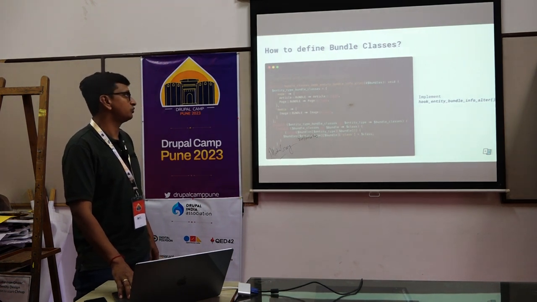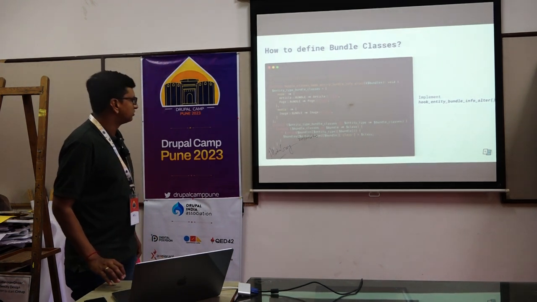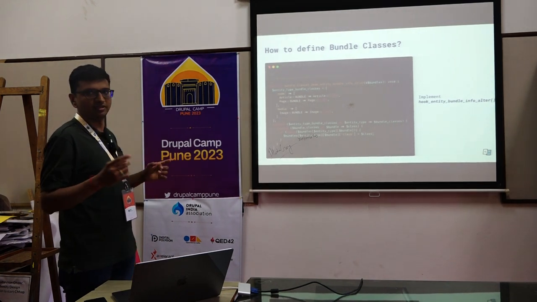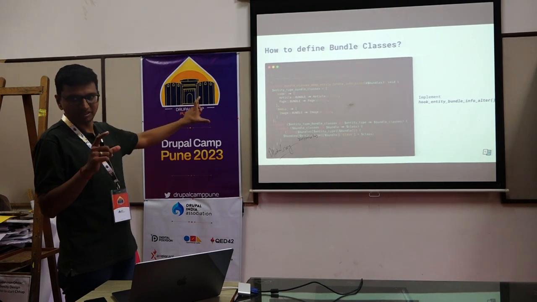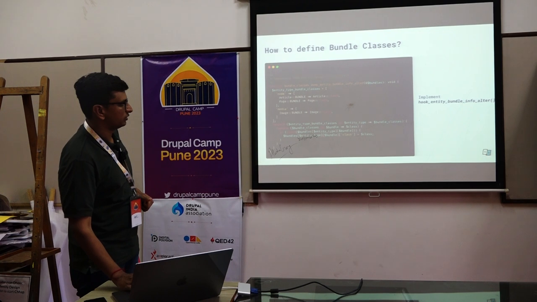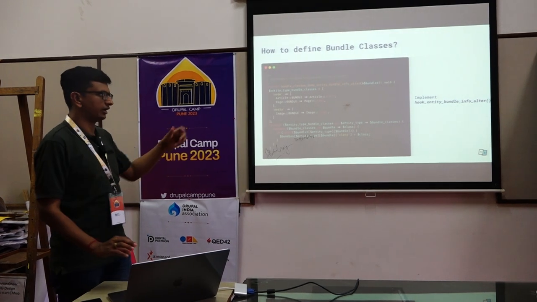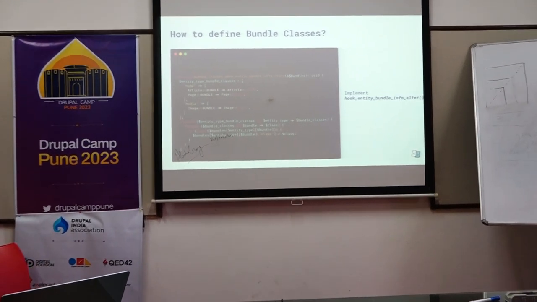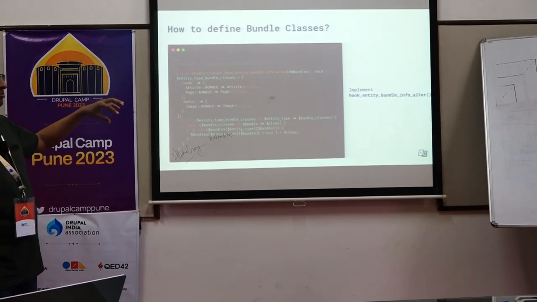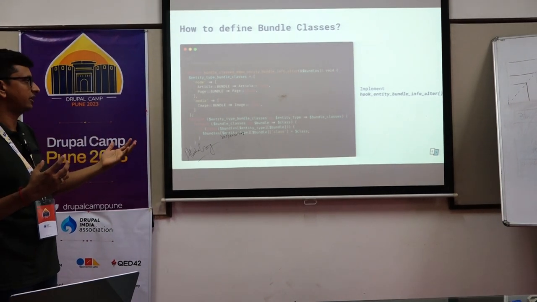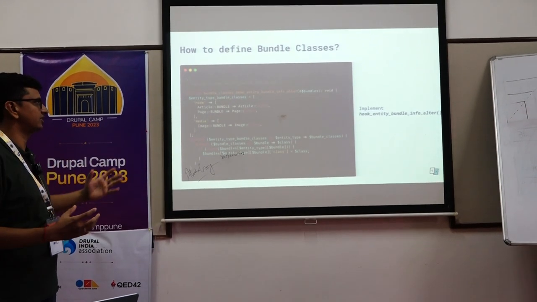Now we'll see how to define a bundle class. Mainly, what we need to do is implement hook_entity_bundle_info_alter. It iterates through all the entities and eventually all the bundles in the system, and overwrites the class that would be used here.